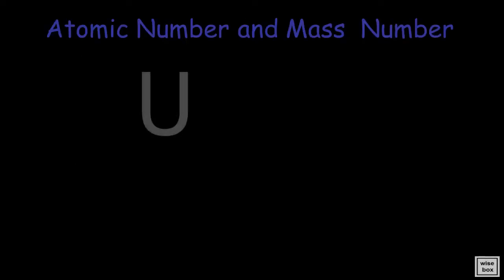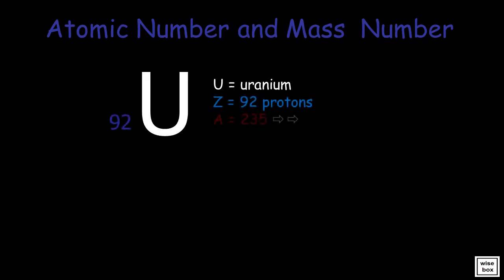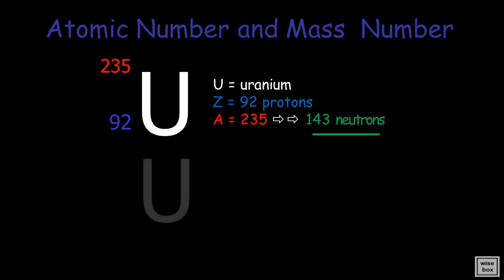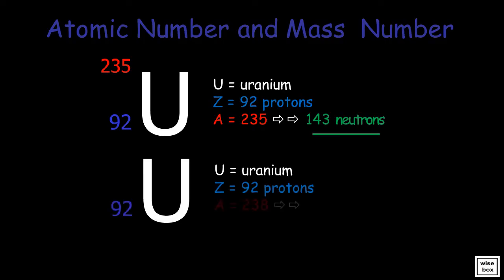Another example. We have uranium with atomic number 92, and it has mass number 235. Thus, this uranium has how many neutrons? 143 neutrons. Next we have this uranium with atomic number 92, and it has mass number 238. It has how many neutrons? This uranium has 146 neutrons.